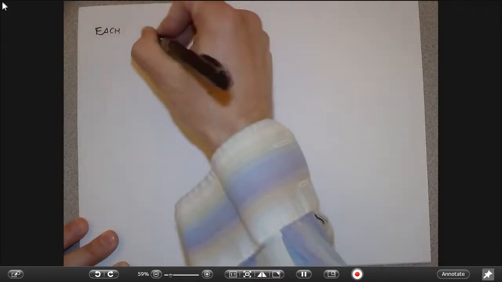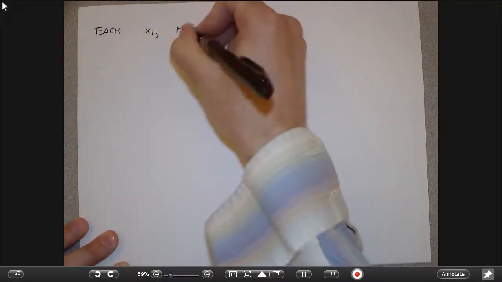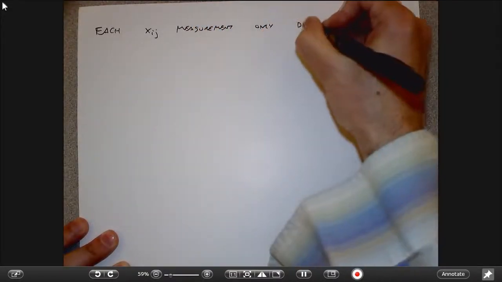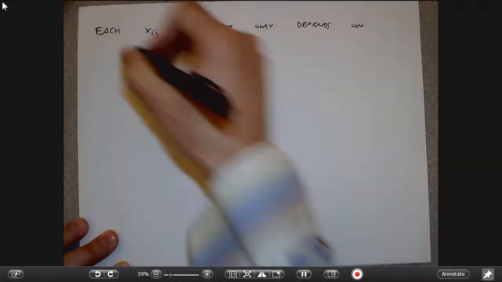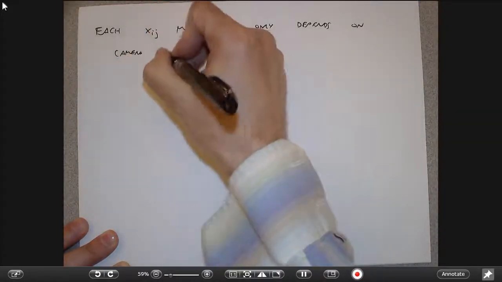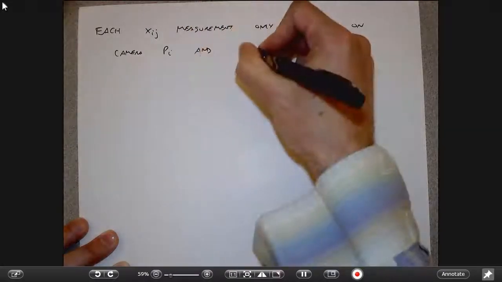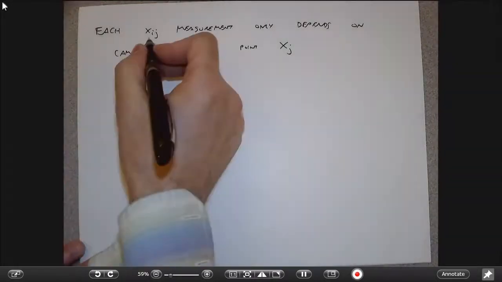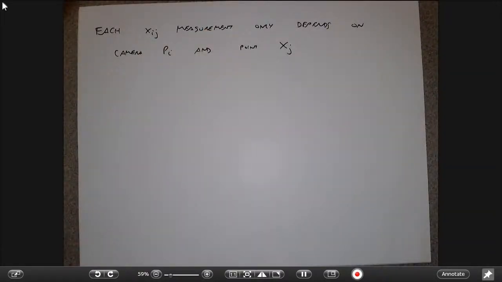each measurement x_ij only depends on camera P_i and point capital X_j, right? Worst case scenario, it's possible that every measurement that I have could depend on all the parameters I'm trying to optimize over. In a generic optimization problem, that might be true. In this case, everything that I see only affects a few parameters of my optimization, right?